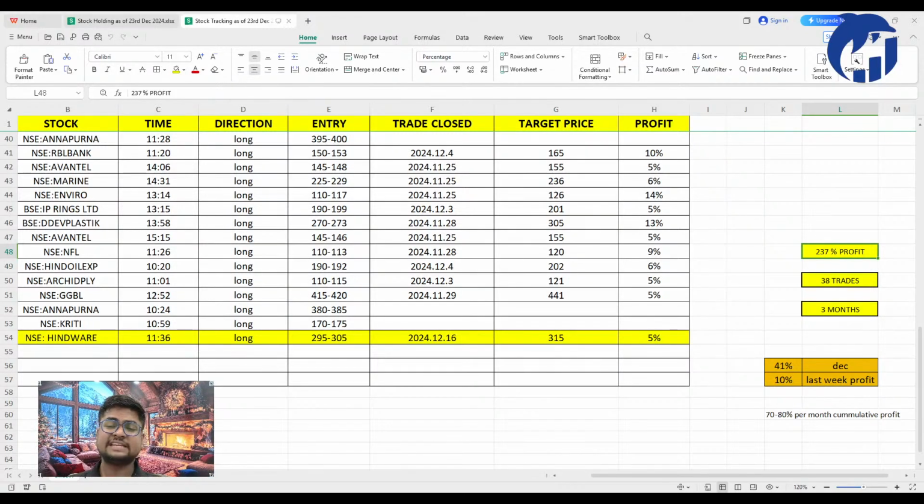So just look, till now we have been providing 237% profitability in 38 trades, and in just the last 3 months, it's not even 4 months, we are sitting at 237% profit. So if you have been with us, you have made a lot of money, right? And in the month of December, we made a cumulative profit of 41%, which is really great, and we have been doing really well as of now, right?